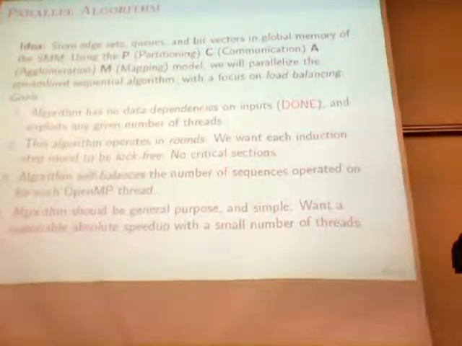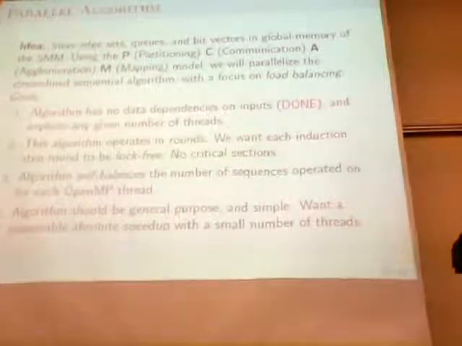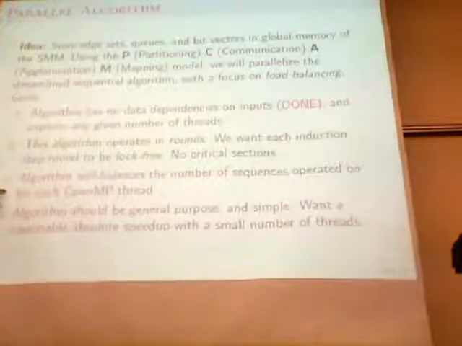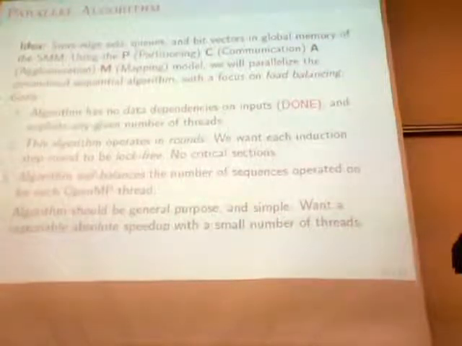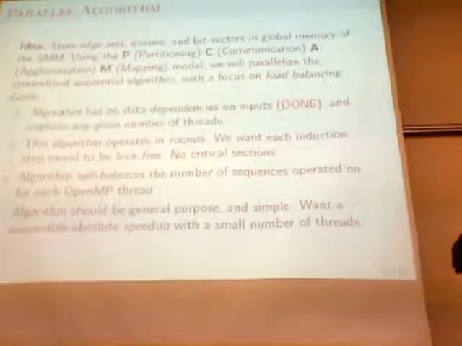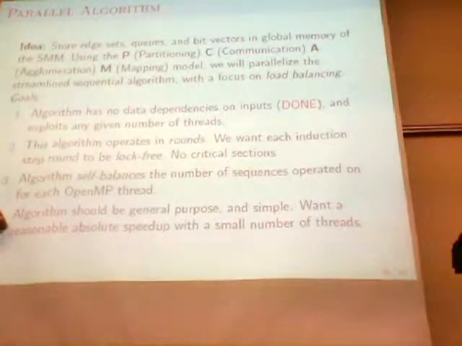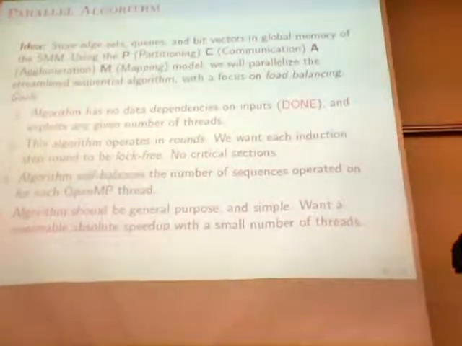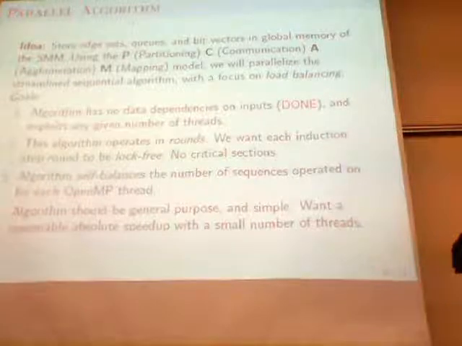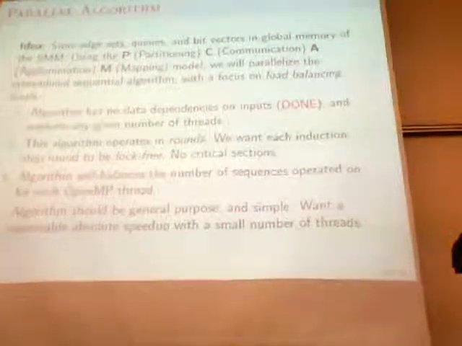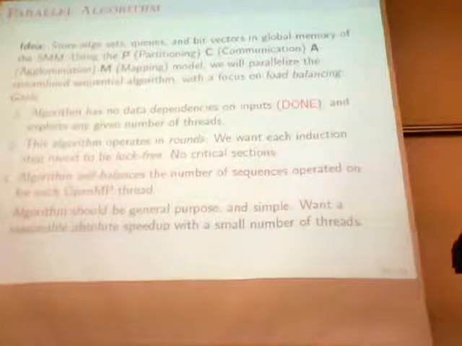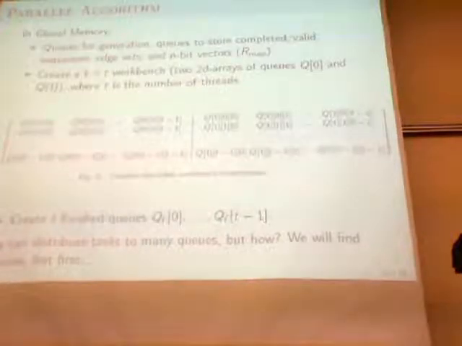Third, I need a self-balancing system. So I'm going to be using a modification of round robin to take care of that. We're going to use a little mechanism to do that, and I'll show you. It's actually not that complicated, so it should be simple. We want to design this so it works general purpose. A small number of threads is perfectly fine. I want the speedup to occur with a small number of threads. So how is this going to work?